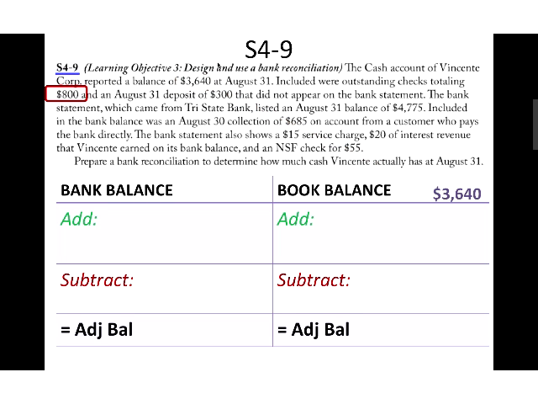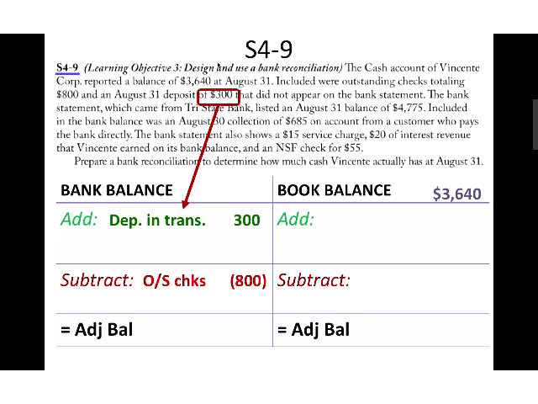Included were outstanding checks totaling $800. Okay, so outstanding checks, if we look back at our master plan, outstanding checks go down under subtract. $800, so outstanding checks, these are checks we've written but have not yet been cashed. And we put brackets around them because they're being subtracted. The next number over, an August 31st deposit of $300 that did not appear on the bank statement. So that $300 didn't appear on the bank statement, so that's a deposit in transit, so we're going to add that. So you have a deposit in transit of $300.